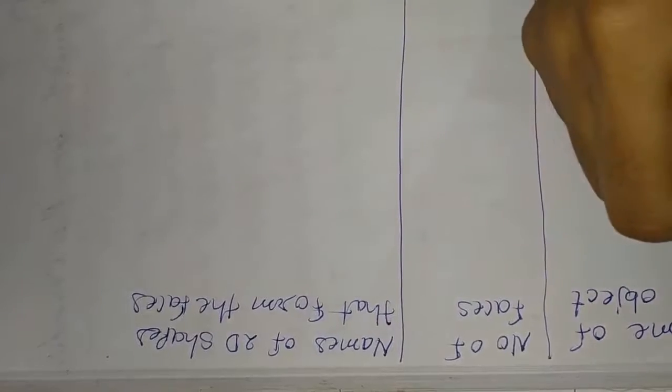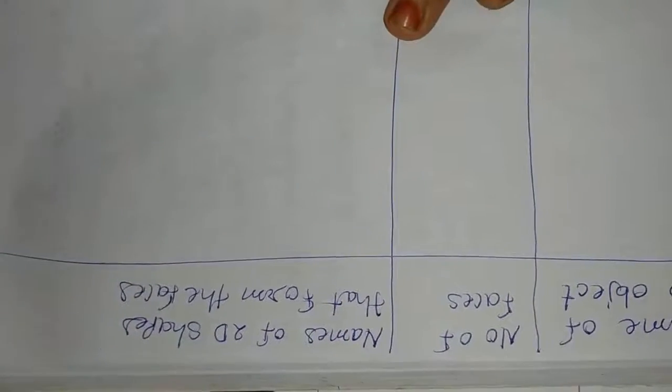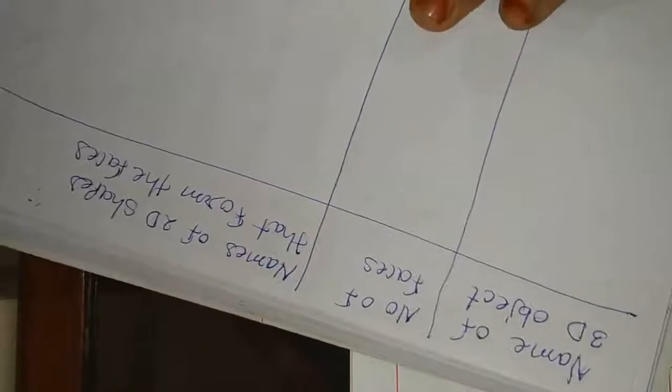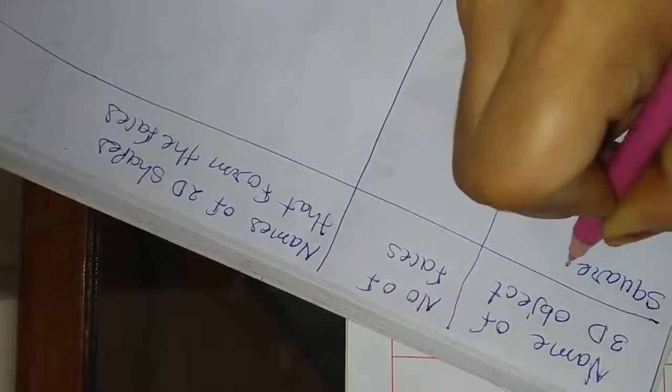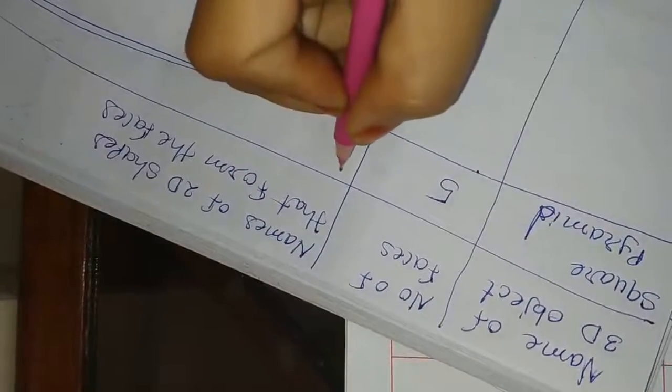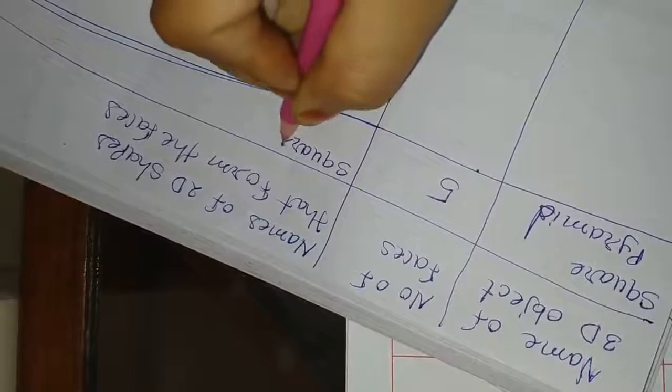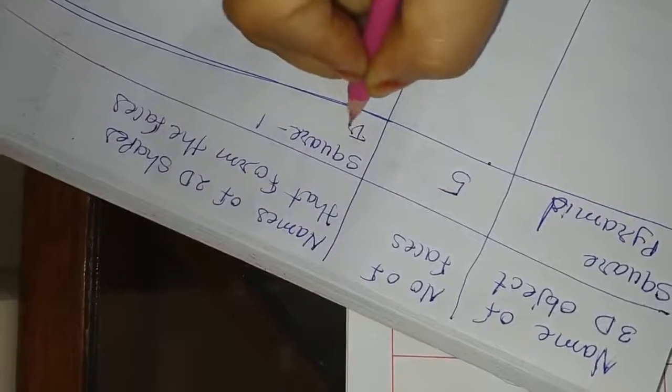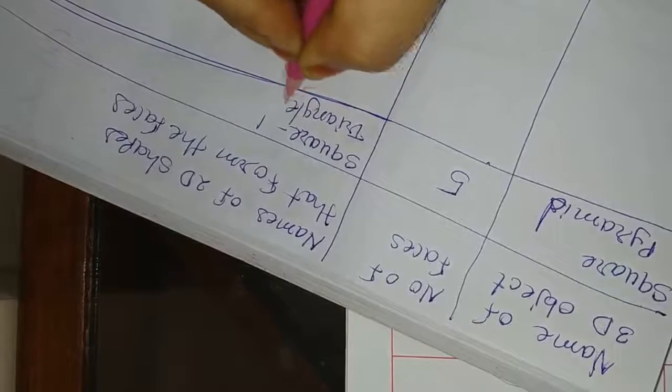Now our first shape, students, first one is a square pyramid. Okay students, in a square pyramid there are 5 faces. How many faces are there? 5 faces. Square is equal to 1 and triangle is equal to 4.